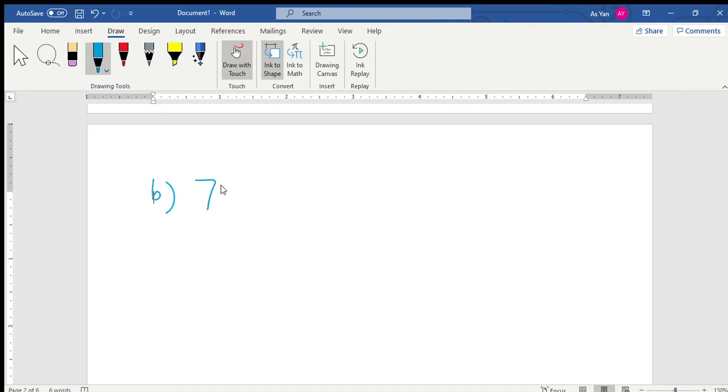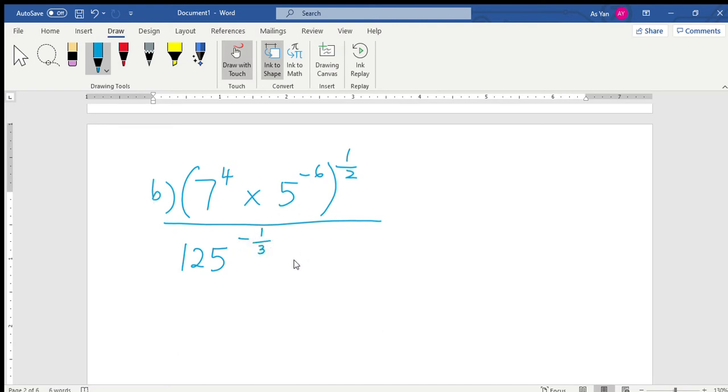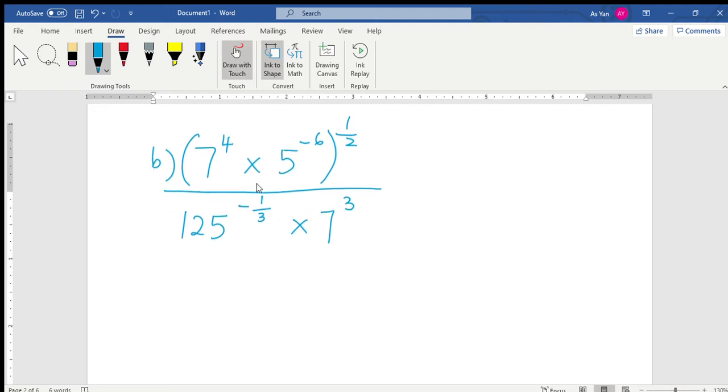B: 7 to the power of 4, multiplied with 5 to the power of negative 6, raised to the power of 1 over 2, divided by 125 to the power of negative 1 over 3, times 7 to the power of 3. So we can see we have base 7, so it will not give a big problem for us. But we have a problem with 125, so 125 we have to change to base 5.